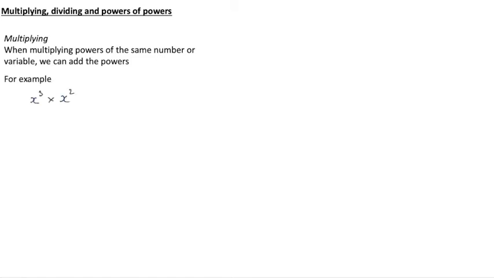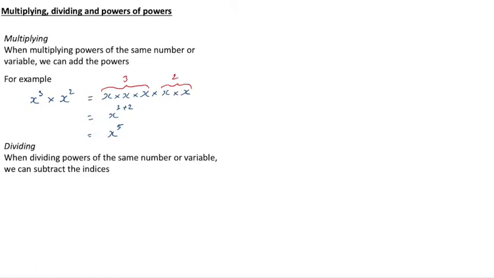So, if we look at an example, if we had x cubed times x squared, then that means we've got x times x times x times x times x. The first three are the x cubed and the final two are the x squared. That means we have x to the 3 plus 2 and therefore x to the power of 5.